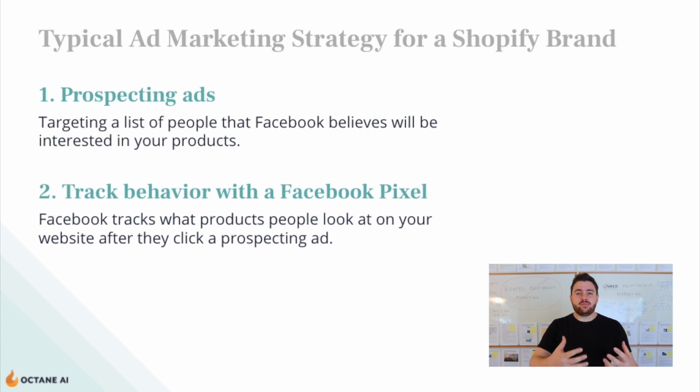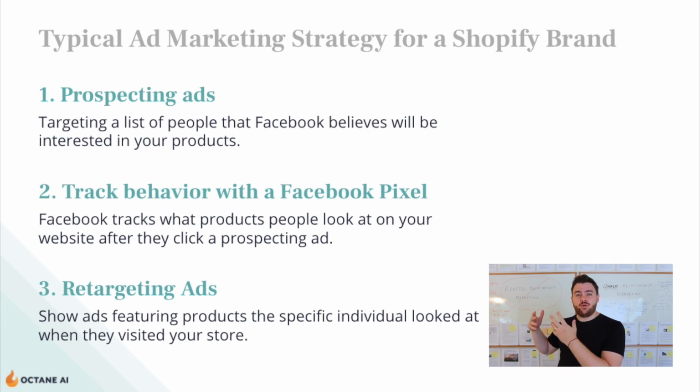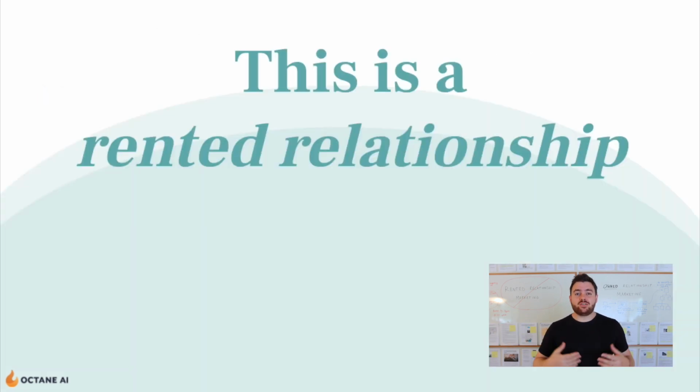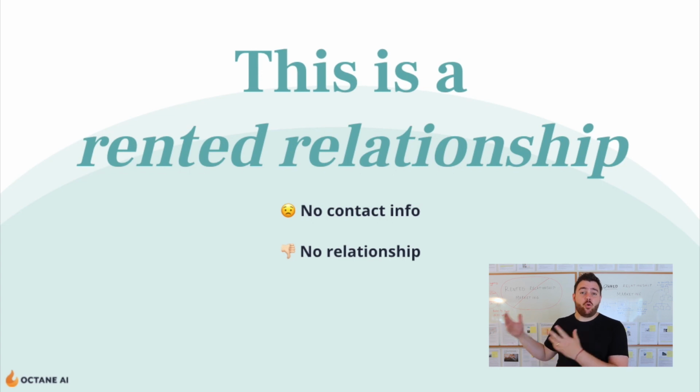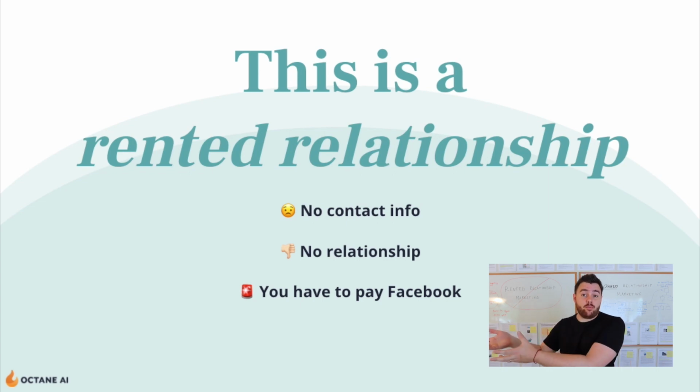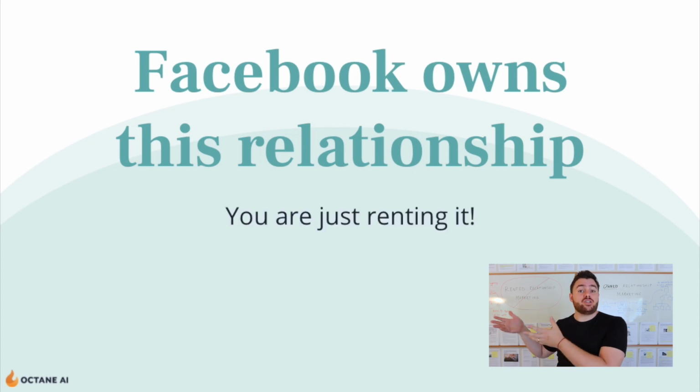And if that person comes to your site and they look at a specific product and then they leave and they don't give you any contact information, what you then do is you go pay Facebook to show them what's called a retargeting ad, where you're going to show them an ad, maybe when they're scrolling through Instagram, that features one of the products or multiple products that they looked at when they visited your store. And so this is what I mean when I say rented relationship. You don't actually have any contact information for this person, you haven't built a relationship with them, and the only way you're able to communicate with them is to pay Facebook for Facebook to show them communication from you in the Facebook channel. And so Facebook owns the relationship, you are just renting it.